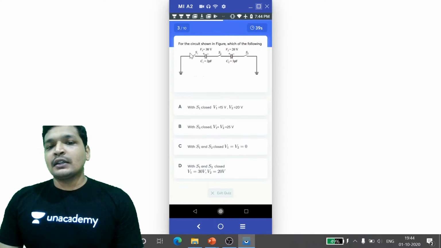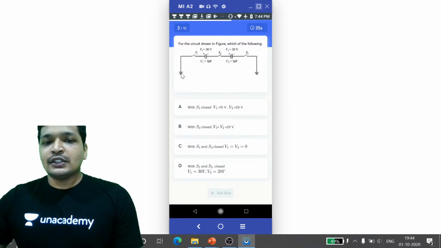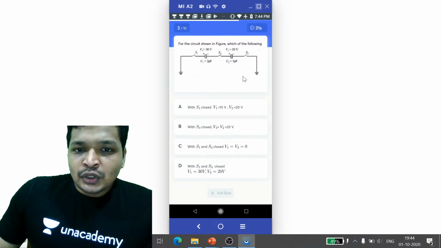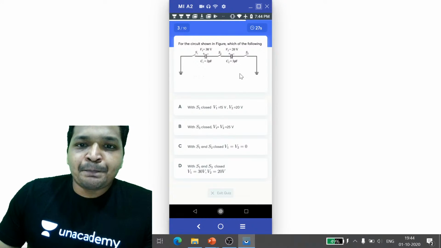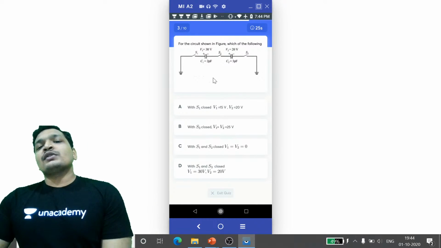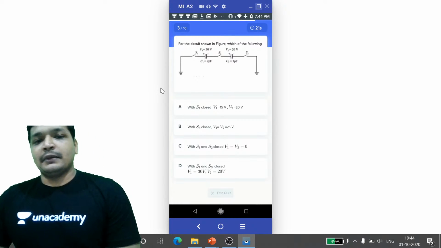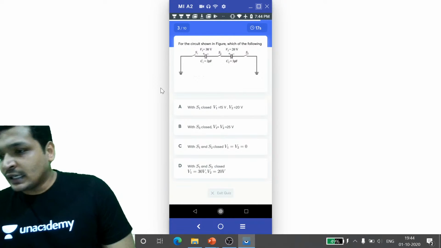For the circuit shown below, which of the following? Yes, we have also done similar problems, guys. So think about it carefully. You can join them both, right? One way of working around such kind of problems is you can apply loop law. The simplest way is you can apply loop law. This is the standard thing I talk about.